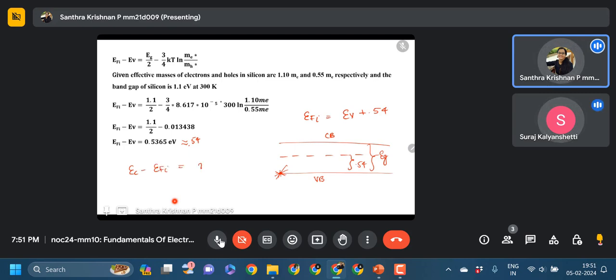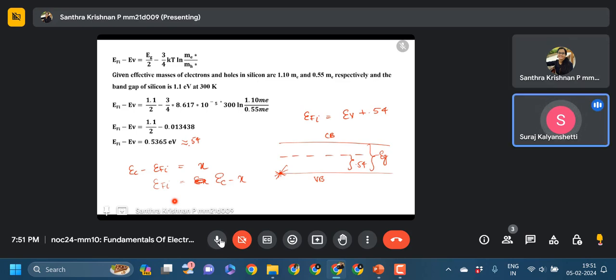Will be EC some X value minus EFI. It will be below the... So EFI will basically be EC minus X. Then the other option, which is correct, is that the Fermi level lies some X value below the EC, that is, the conduction band minimum.